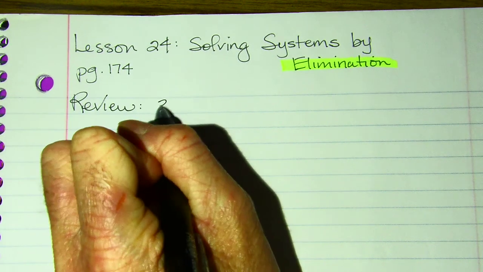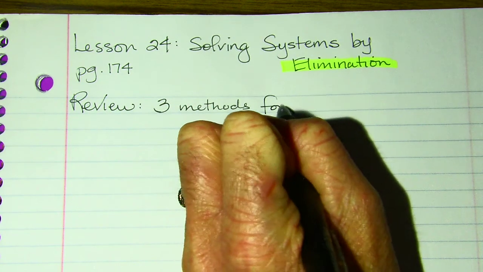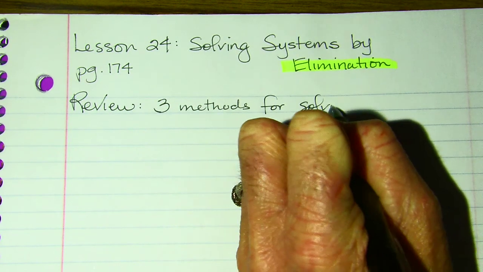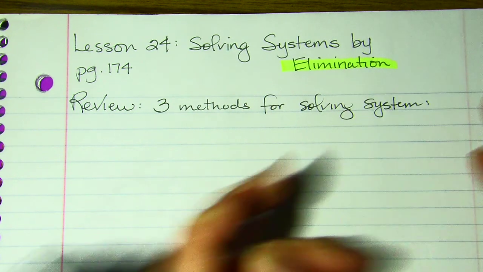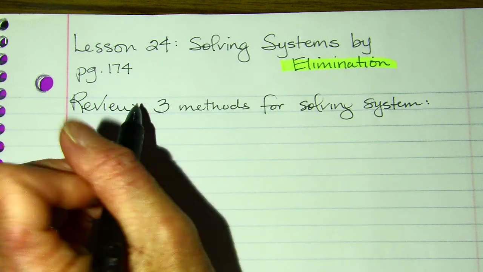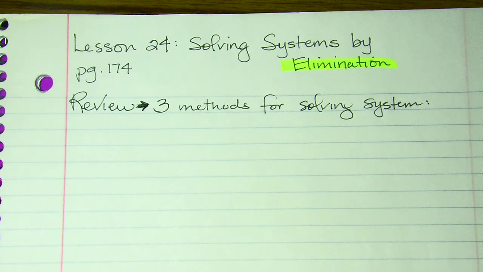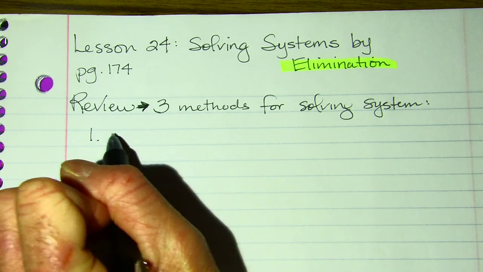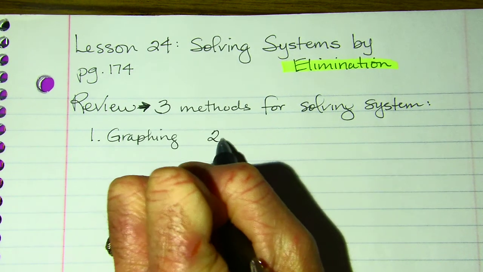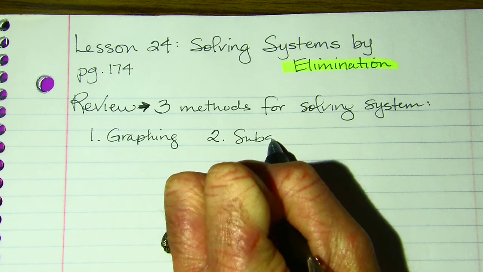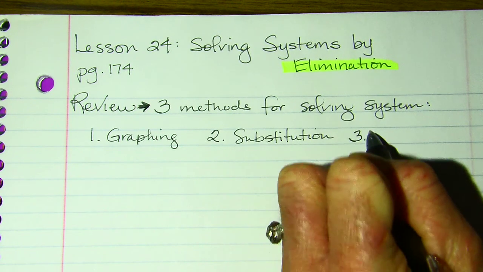There are three methods that I've covered. We skipped one. Three methods for solving systems. And I don't have the sections for the others, so I apologize for that. But there are three methods. The first we covered was graphing. The second method we covered was substitution. And today's is elimination.